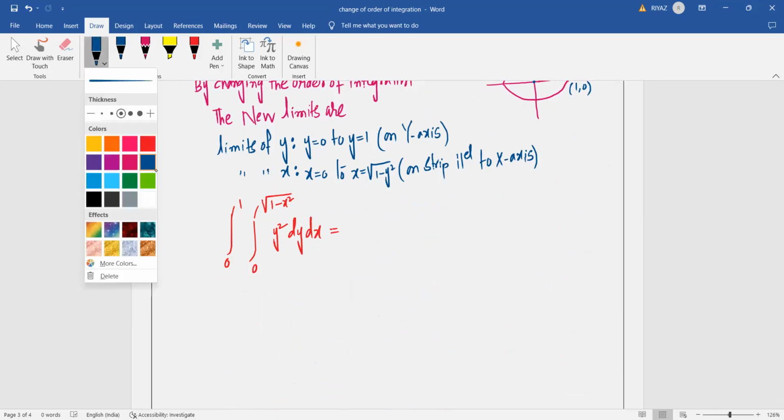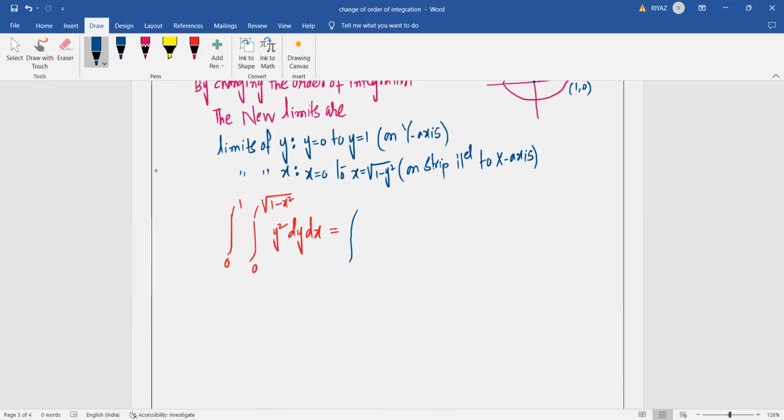Now we have to write y is equal to 0 to 1, x is equal to 0 to root of 1 minus y square, and here the function value will be as it is, but we have to change it. It is dx and it is dy.